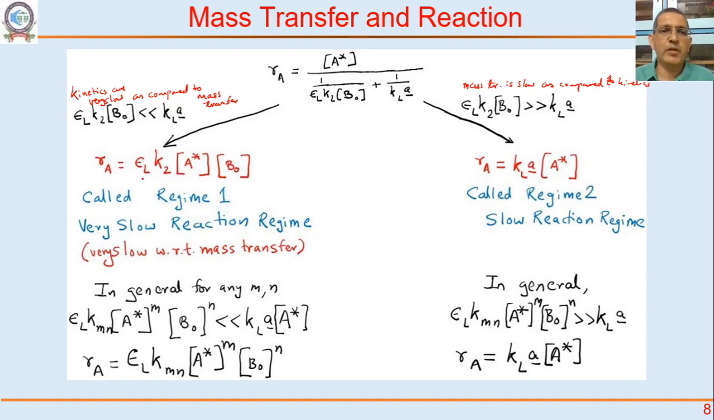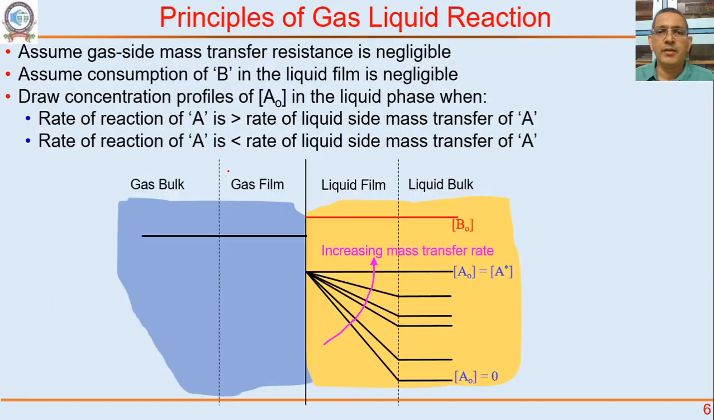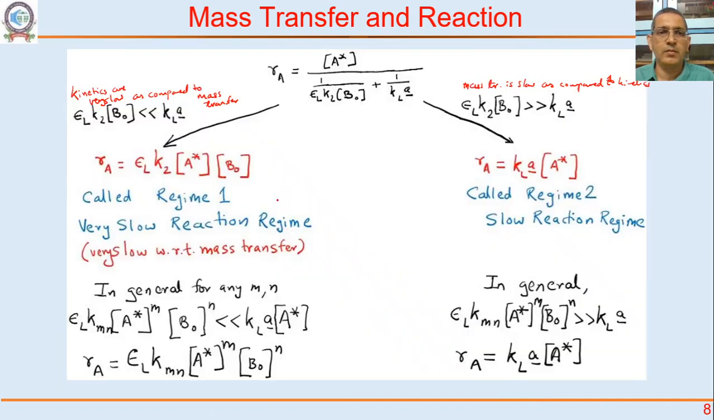So rate expression would be epsilon L K2 A star. Now you see it is A star here into B naught. Why A star? Because it is all saturated. A naught is equal to A star. This is called regime 1, denoted as very slow reaction. Very slow with respect to what? It is very slow with respect to mass transfer. That's why very slow. In general, for any M and N, epsilon L Kmn A star raised to M, B naught raised to N has to be far less than KLA into A star.